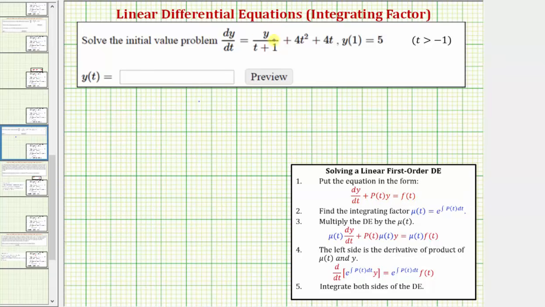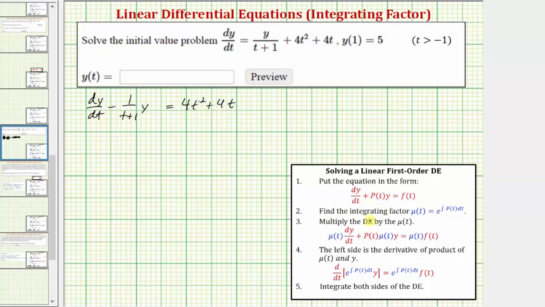Comparing this form to the given differential equation, notice how the equation is not in the correct form. This term is the function of t times y, so we need to subtract this on both sides so it's on the same side as dy/dt. So the given differential equation can be written in the form of dy/dt, and then for the fraction, to make it more obvious that it's a function of t times y, let's write this as minus 1 over the quantity t plus 1 times y, and then equals 4t squared plus 4t. So again, we have dy/dt, here we have a function of t times y equals a function of t.